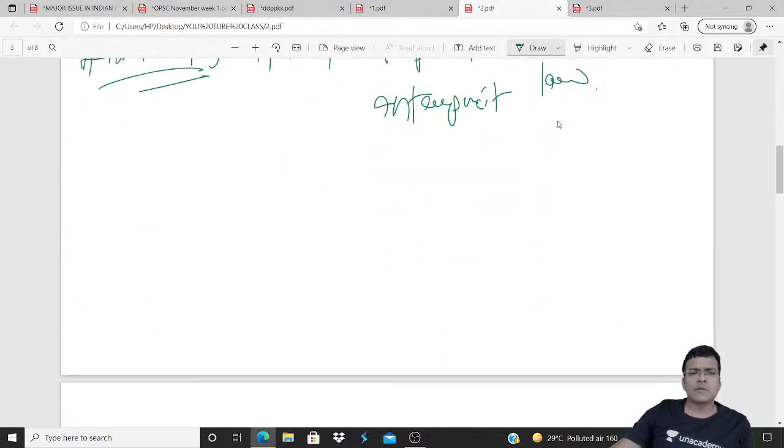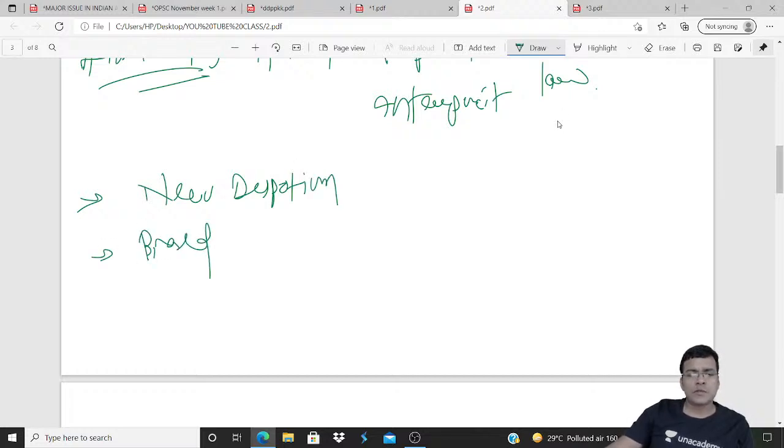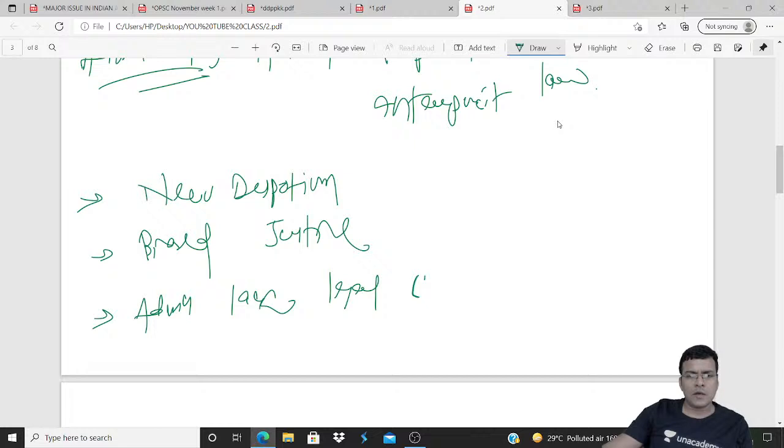So this might result into new despotism, biased justice, and the administrator lacks legal knowledge, so that may be a problem. The administration lacks legal knowledge.